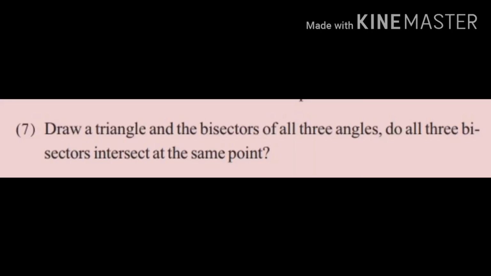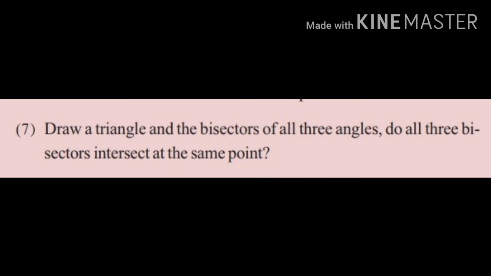Next is question number 7. Draw a triangle and the bisectors of all 3 angles. Do all 3 bisectors intersect at the same point? Same like the previous question. For the previous question we drew the perpendicular bisector of each side, but here we need to draw the bisector of the three angles. After that we need to check whether those three bisectors intersect at a common point.